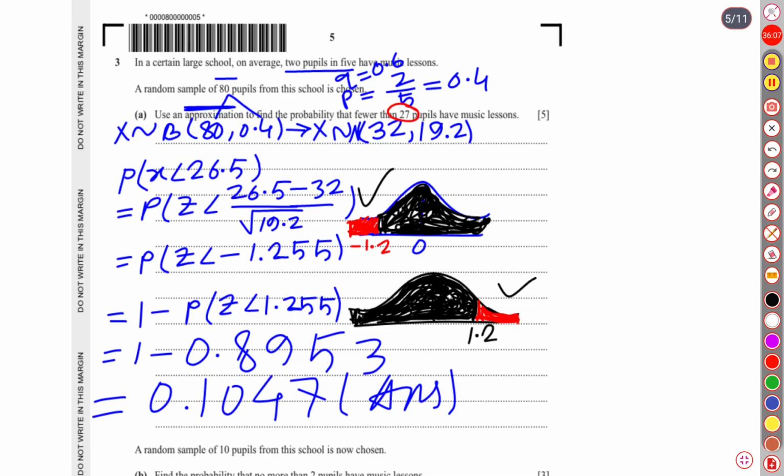That's what we did here. We have subtracted the greater part from the whole of the probability, then we got this corresponding probability. Let's move on to the immediate next question.